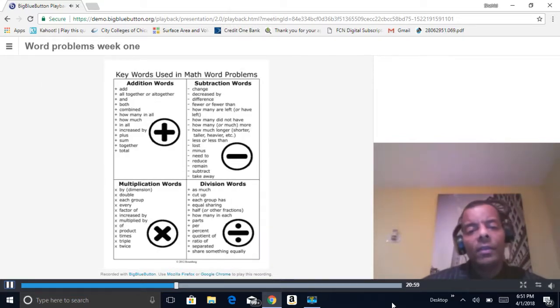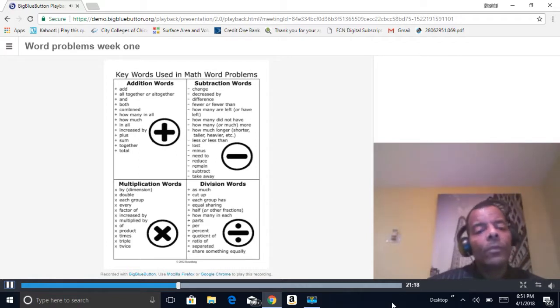Here's the document right here. All right, so some of the key words, we have addition words. Add, all together. These are words that, when you hear them and read them in word problems, you'll know, hey, this means add, this means subtract, this means divide.